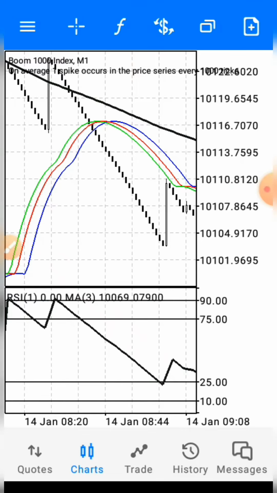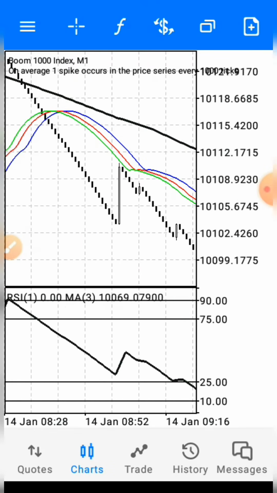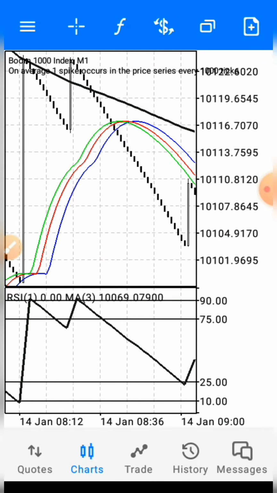Okay, so in today's video I'll be sharing with you another powerful boom and crash strategy. Another simple but powerful boom and crash strategy. The strategy is very simple to understand, but the outcome is very powerful. Very accurate. With this strategy you'll be able to take 10 candles out of the boom and crash market without any fear of spike.